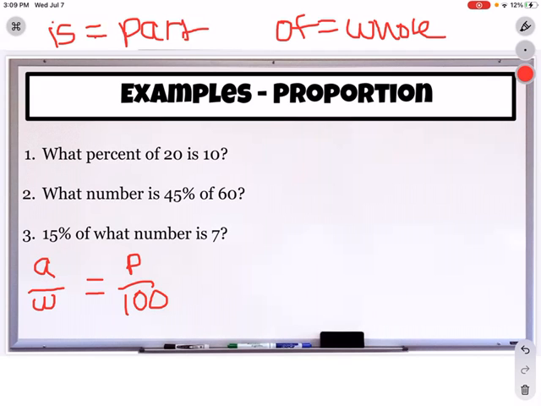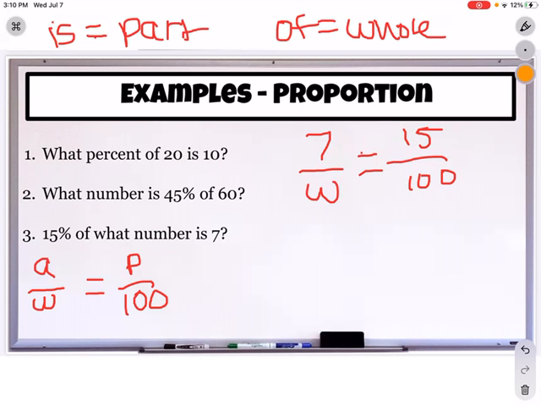So for this, what I can do now is that right away in the first number of the problem, I see 15%, which means that's my percent. So I can just plug that in. 15 over 100 is equivalent to A over W. They're asking of what number, which means I don't know my whole. So I'm going to put W right there. Of what number is 7? Is 7, which means that's my part. That's my A. So I'm going to put 7.